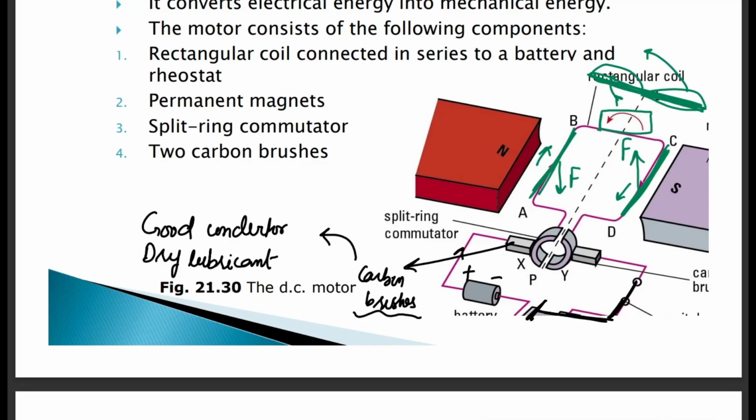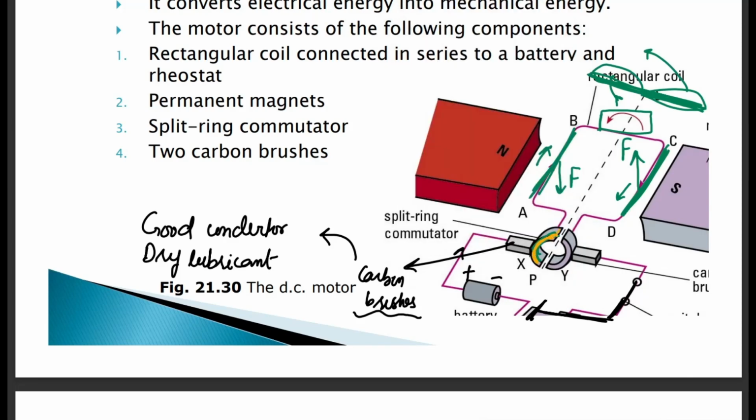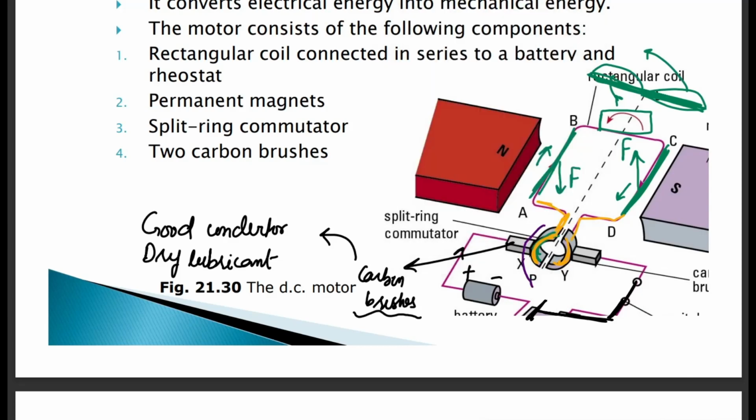So these split rings, this one, the circular part, let me highlight that again. These circular parts are actually connected with these wires. We will look at the three-dimensional diagram. It will make it more clear. So when this coil rotates, these are also rotating with it. What we want is that when they rotate while in contact with the carbon brush, we want it to have minimum effect on this rotation. So it has to be a dry lubricant, or it has to have minimum friction, and it has to be a good conductor. So the best choice was the carbon material in a graphite configuration.